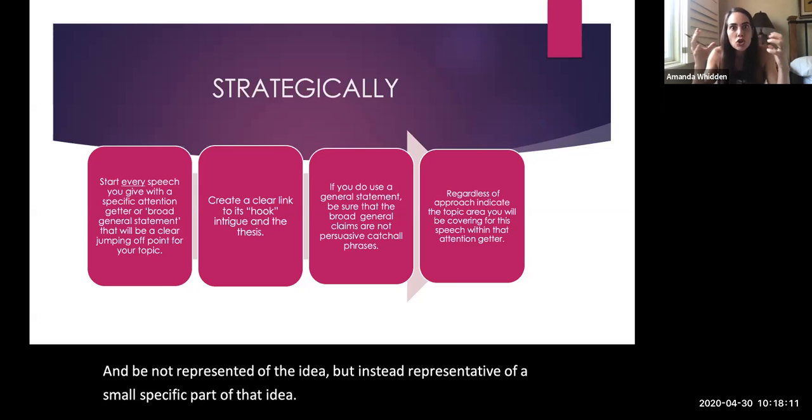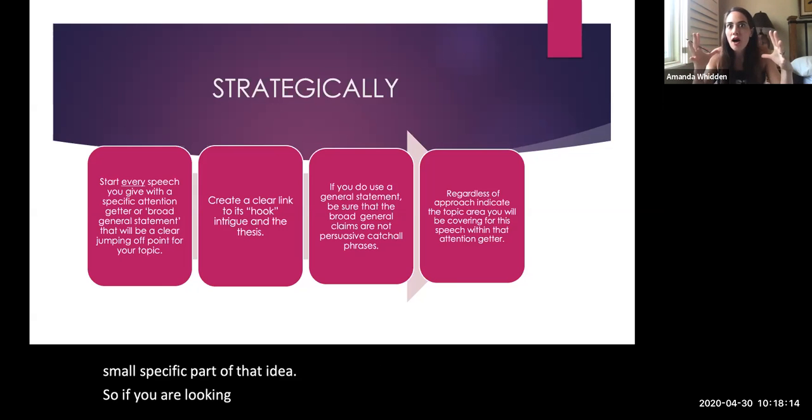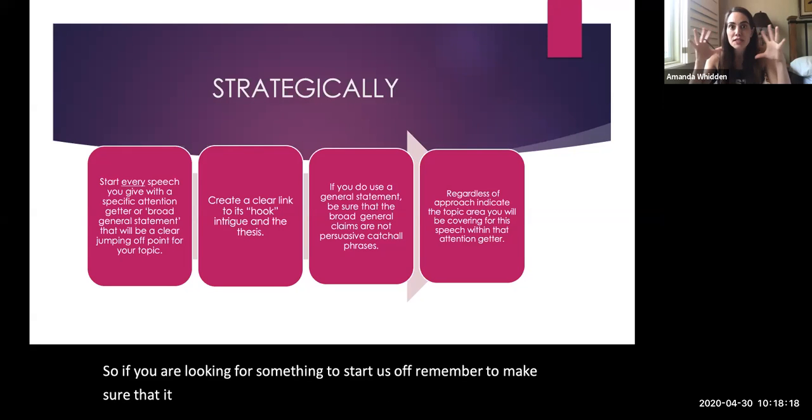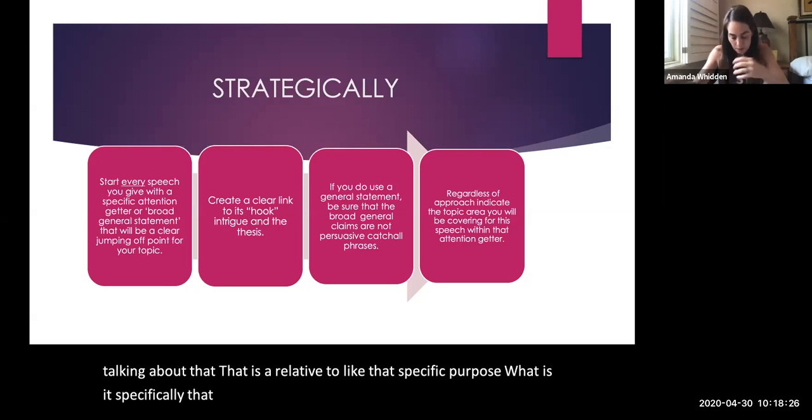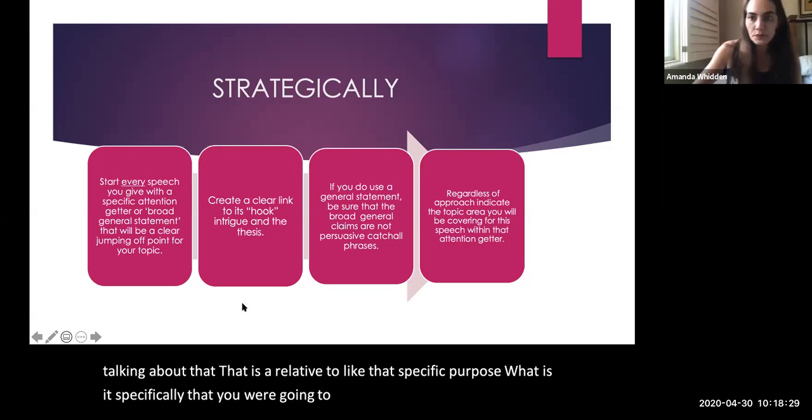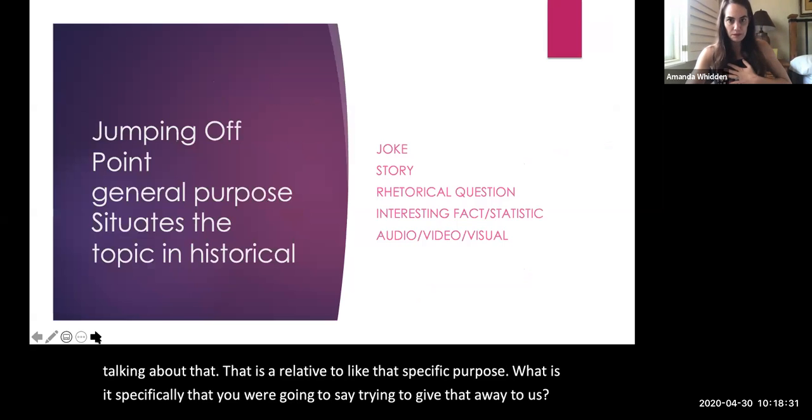So if you are looking for something to start us off, remember to make sure that it is representative of the thesis that you are going to be talking about, that it is relative to that specific purpose. What is it specifically that you are going to say? Trying to give that away to us. So let me give you some examples.